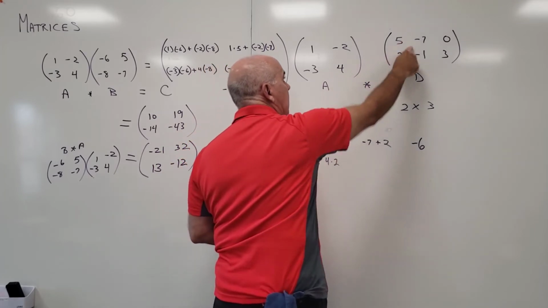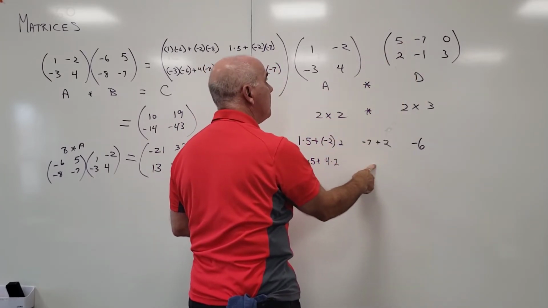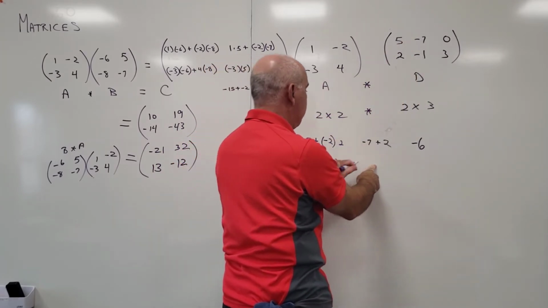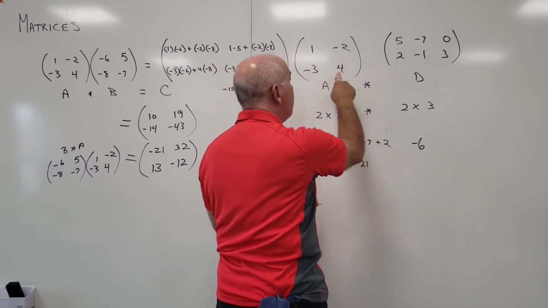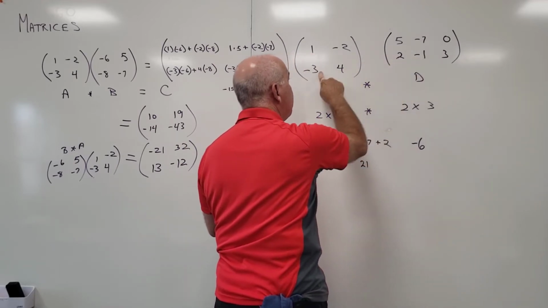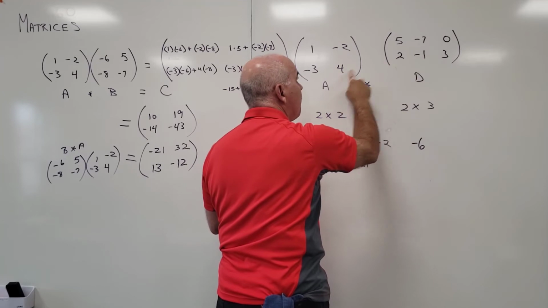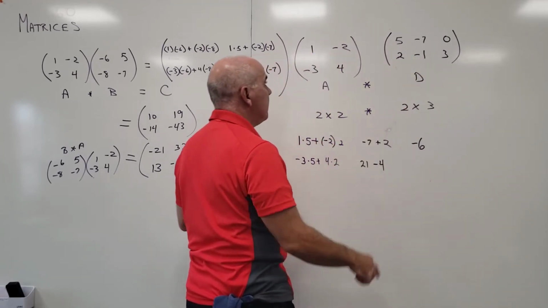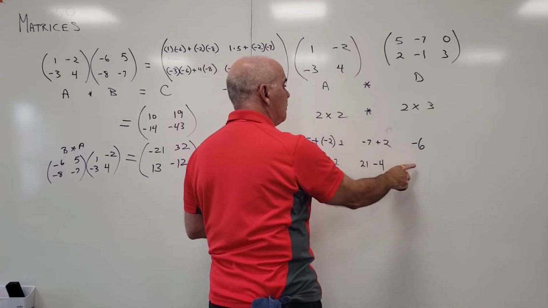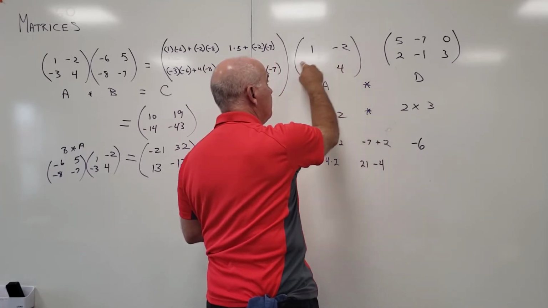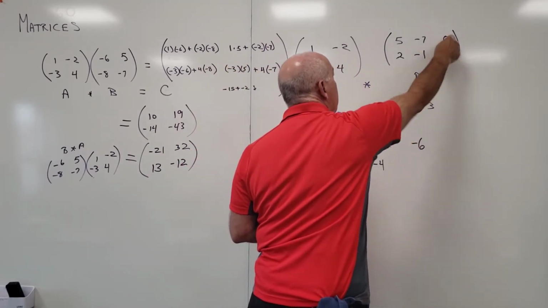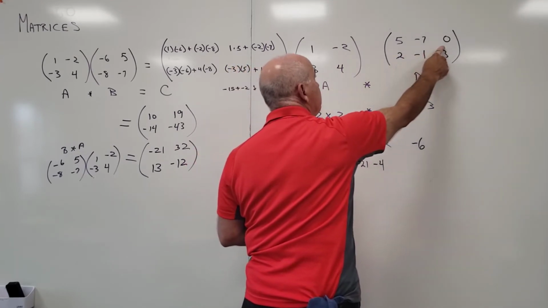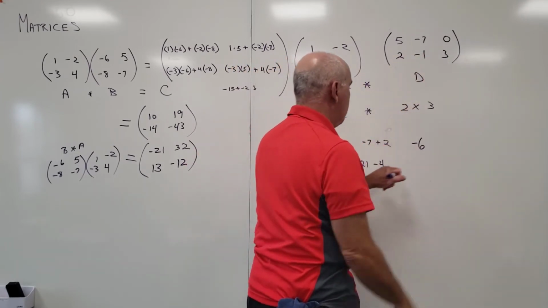Row 2, column 2 is going to be right here. Negative 3 times negative 7, that's positive 21. 4 times negative 1, so subtract 4. And then finally, row 2, column 3. Negative 3 times 0 is 0. 4 times 3 is 12.